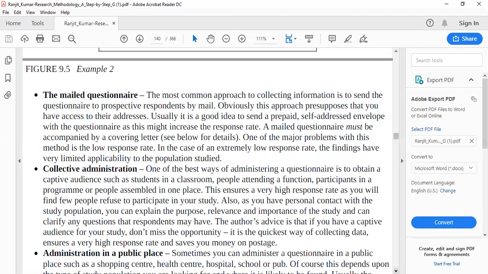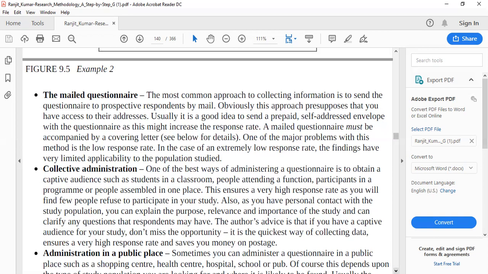And then we have collective administration. In this kind of method, we obtain the answers from the whole class at the same time, or the participants are already in a group. So if they are collective, you're not sending it to them as one individual, but you're collecting it as a whole.